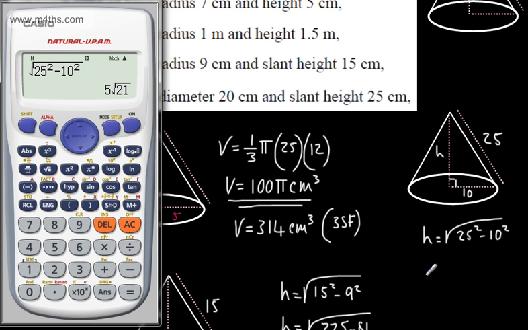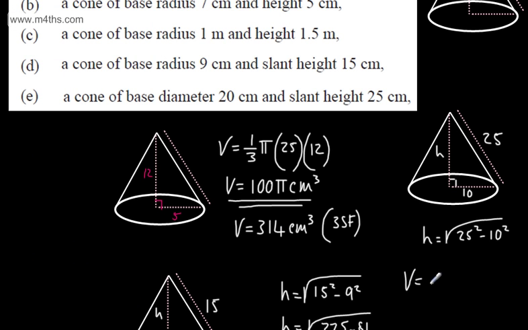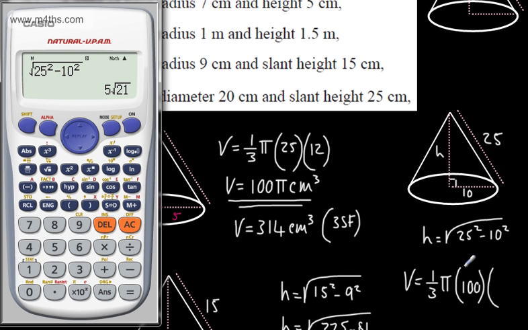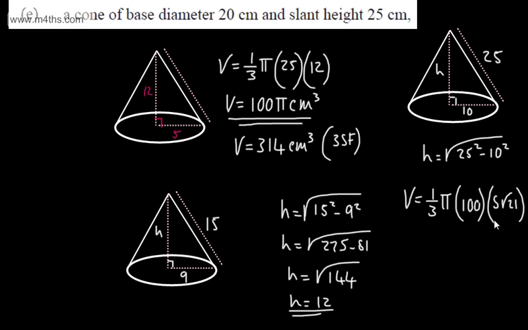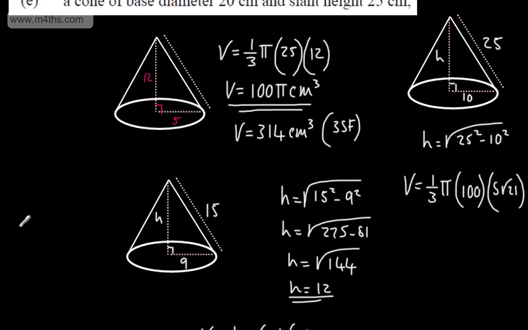So what I can say now is that the volume is going to be 1/3 pi, then we're going to have now the radius squared, which will be 10 squared, which is going to give me 100, multiplied now by what we call this exact value, and that is the height, and the height is going to be 5 root 21. So 5 lots of the root of 21. Keeping it like this makes sure that it's accurate.